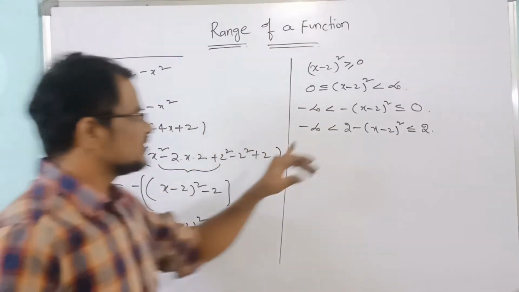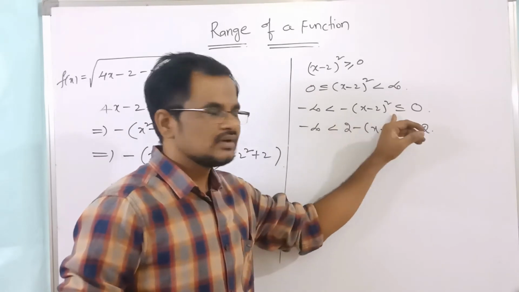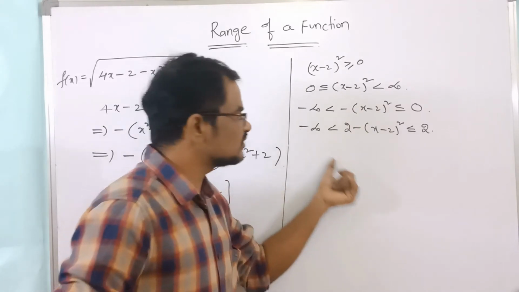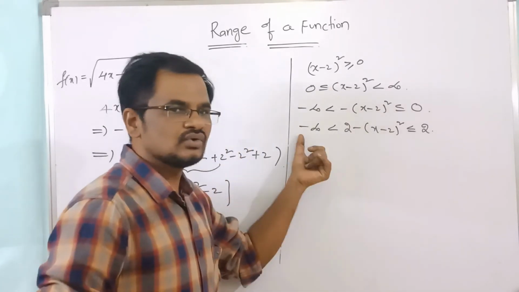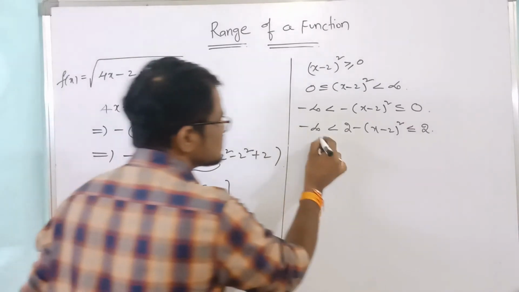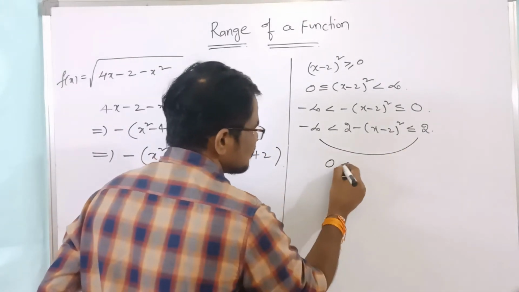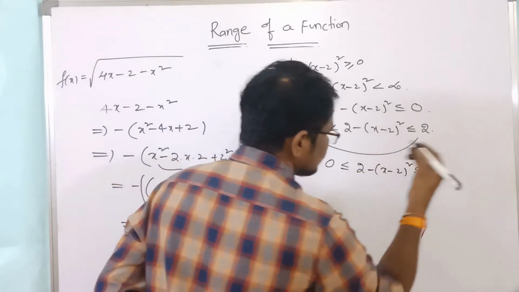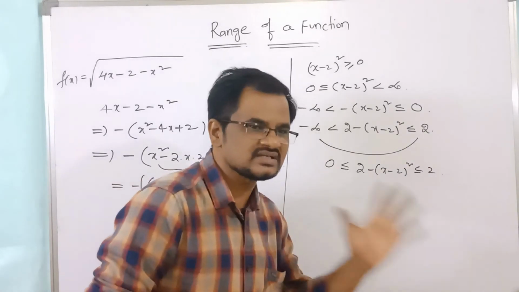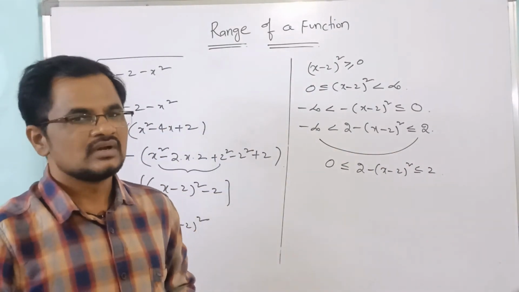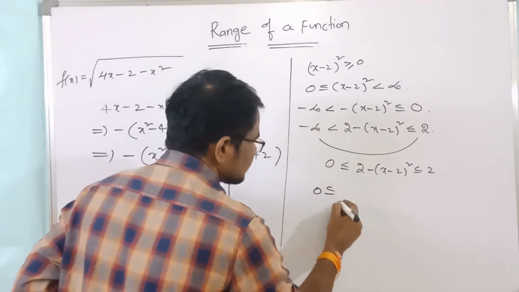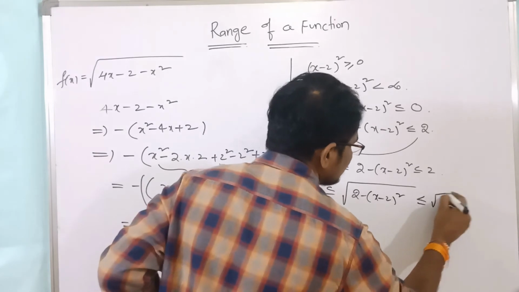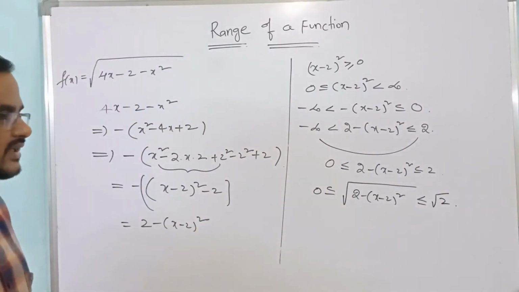Right? Now here we have to take a root. But here this function exists from minus infinity to 2. So here some negative values are there. To avoid those negative values, we have to restrict this one. So like this, 0 less than or equal to 2 minus (x minus 2)² less than or equal to 2. Now in this one root is possible because the under root value is greater than or equal to 0. Now 0 less than or equal to root of 2 minus (x minus 2)² less than or equal to root 2. Right?